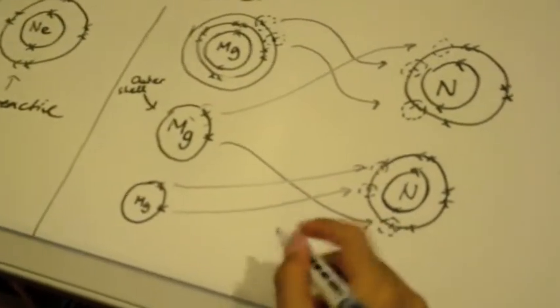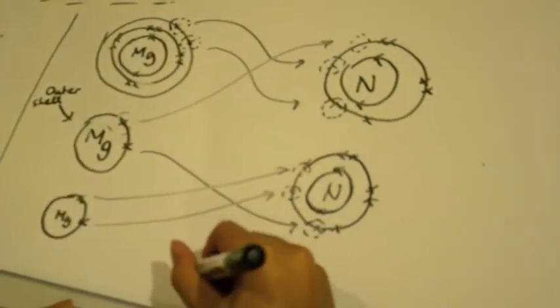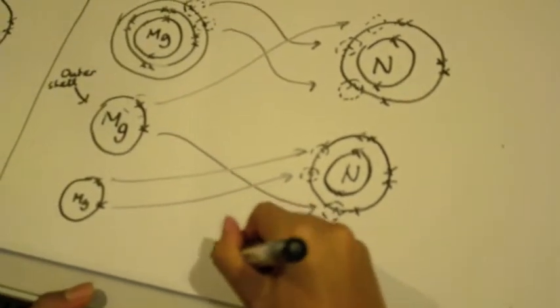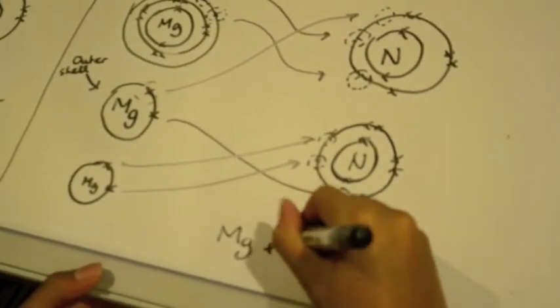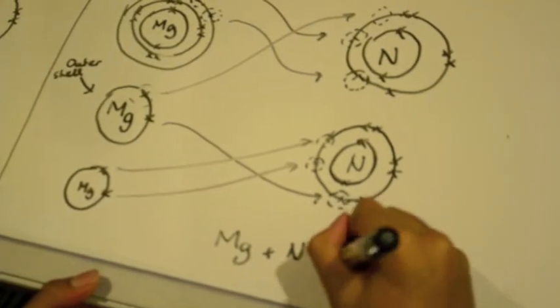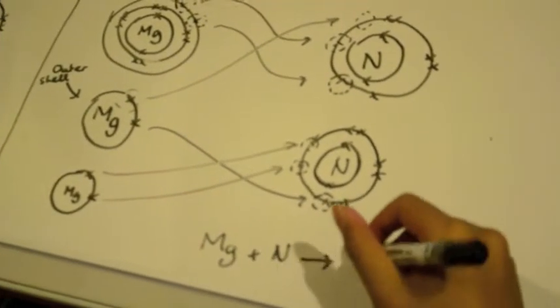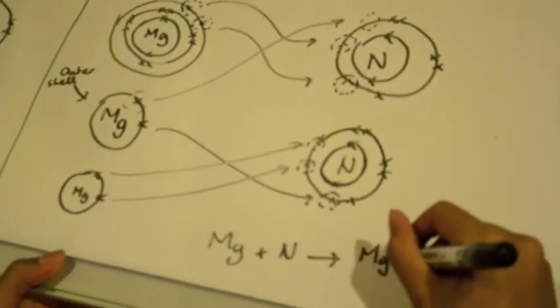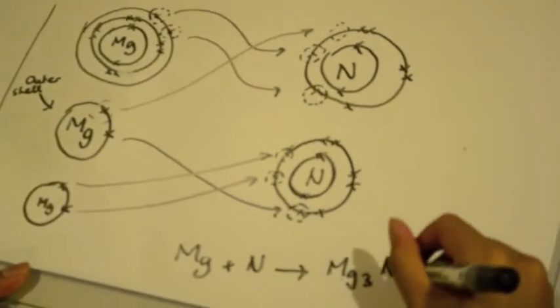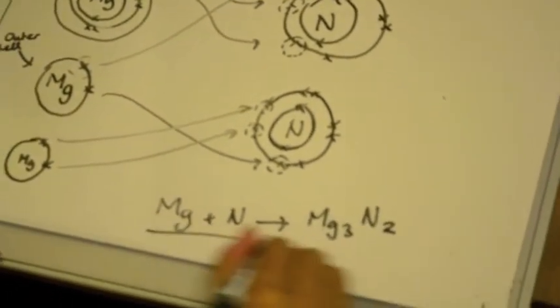of neon. Therefore, we can say that magnesium plus nitrogen makes or produces 3 magnesiums and 2 nitrogens.